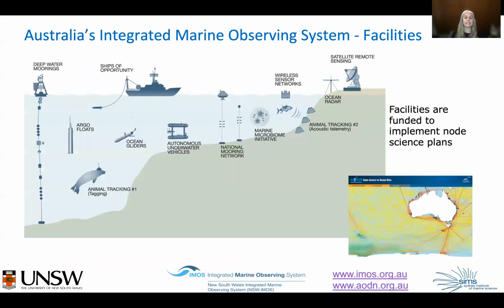So how is it implemented? The funding actually flows to facilities. We have 11, I think, IMOS facilities that support the infrastructure that we use to observe the ocean. So here, the schematic diagram shows the range of facilities that we have in operation, and they are national facilities, and the community has access to the platforms that observe the ocean through these facilities.